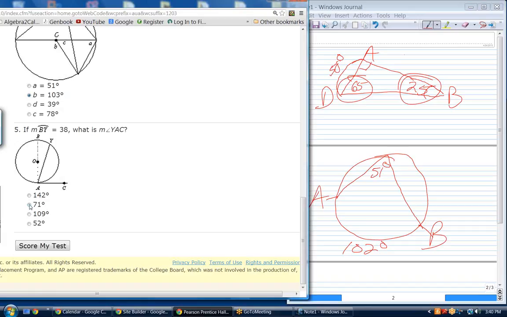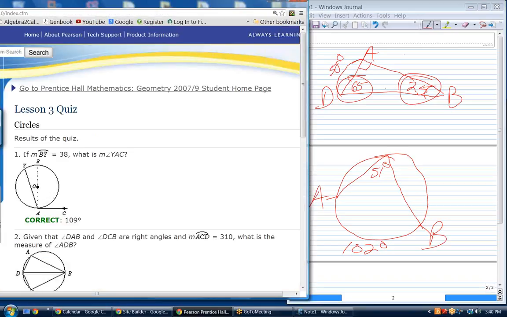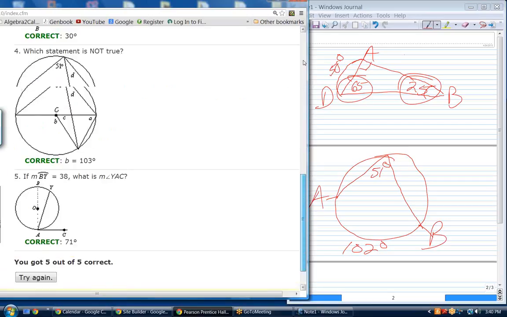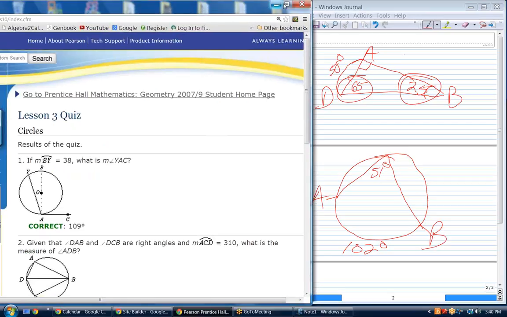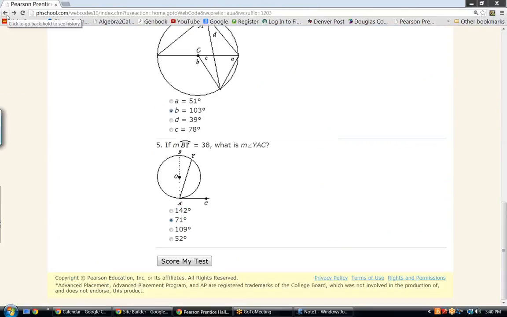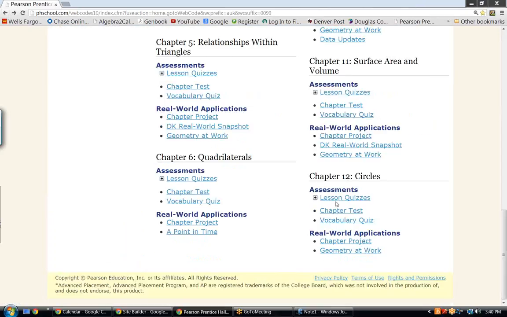For some reason it won't take that. There we go. All right, let's see how we did here. Okay. You said 12.4 also? Yeah.